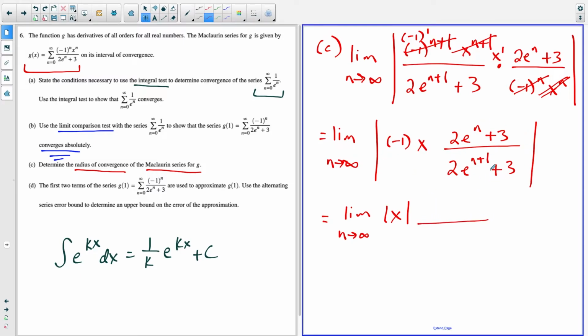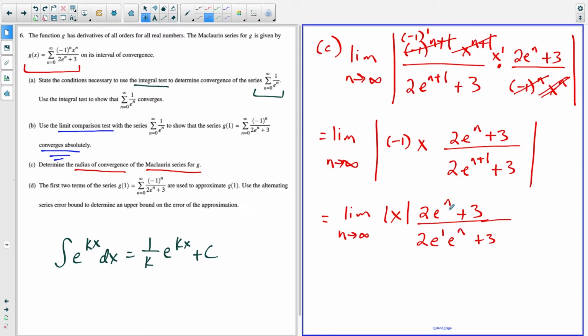And the absolute value of this fraction, once again, is just going to be... I have the absolute value of something positive, so I could just get it out of the absolute value. So we get here. The only thing I want to do a little different is, instead of writing 2e to the n plus 1, I'm going to write 2e to the first times e to the n plus 3, like this. So I'm only breaking off one of the e terms.